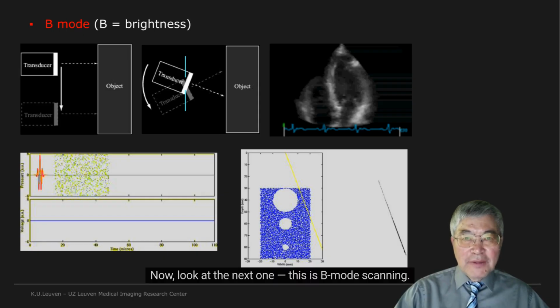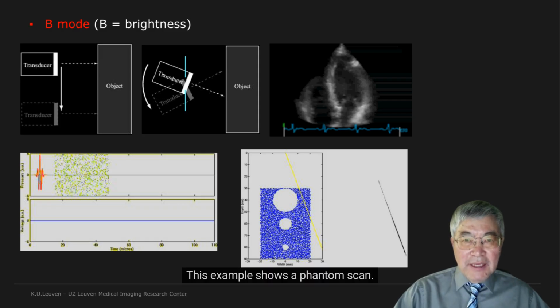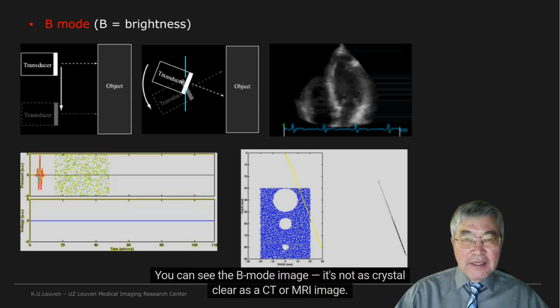Now look at the next one. This is B mode scanning. Each line in the image corresponds to one A mode scan. When you stack many A mode scans side by side, you form a two-dimensional brightness image. This example shows a phantom scan. You can see the B mode image.